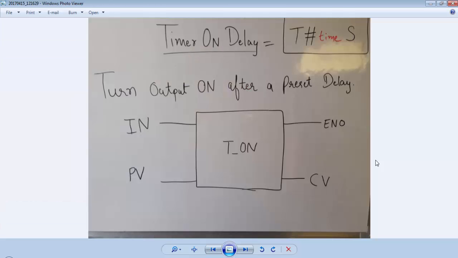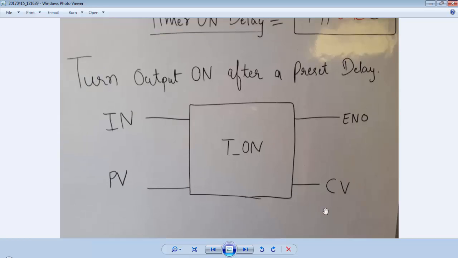The instructions for Selec PLCs are available in functional blocks, and the timer on delay is one of the functional blocks of the Selec PLC. And in the timer on delay block, we have four variables. One is the input variable. This input is a bool type of variable and it is required to turn on the timer.